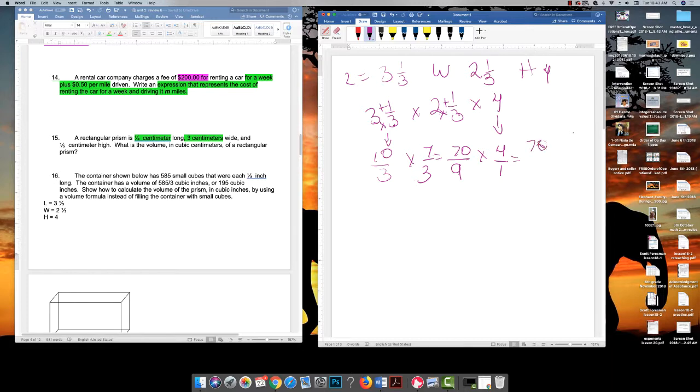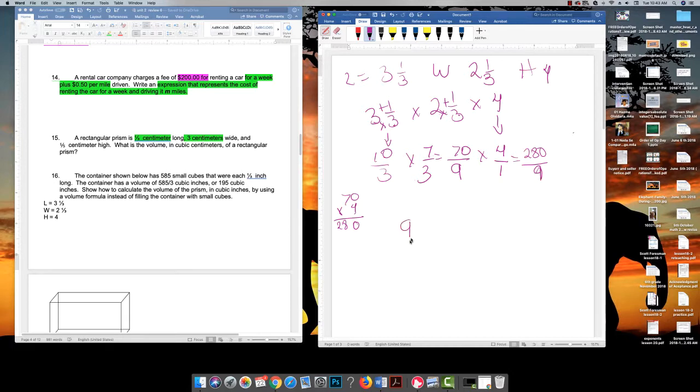So I'm just going to multiply again. 70 times 4, I'm going to do my multiplication on the side. This is 0, this is 28. I have 280. And this is 9. What kind of fraction is this? I hope you said improper fraction, because yes, it is an improper fraction.